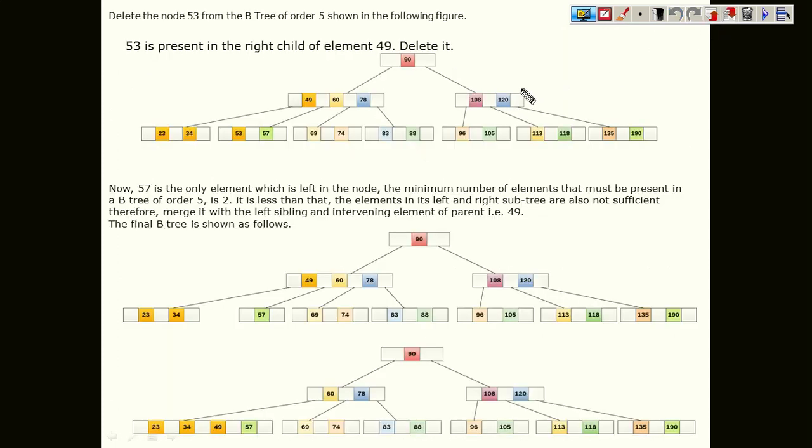So this is one example where we are deleting key values. Here you can see that the B tree given to us is actually perfect. The root is allowed to have one value with two children, and this is order 5. So m is equal to 5 here.